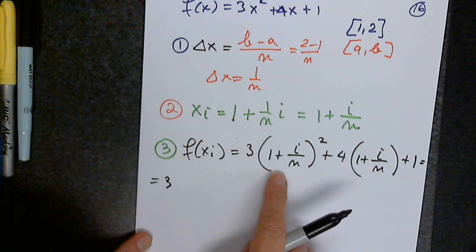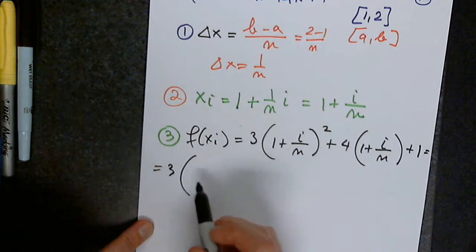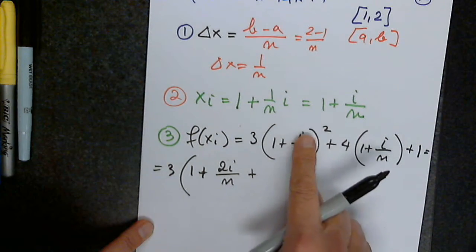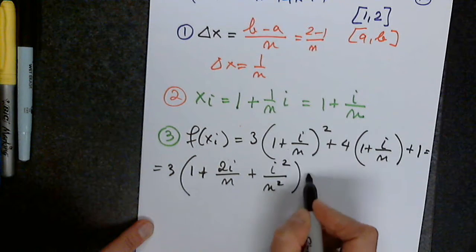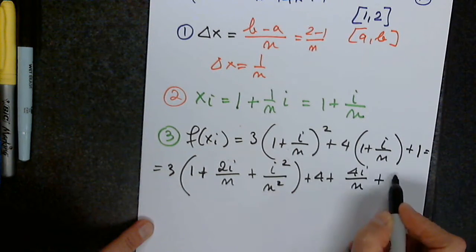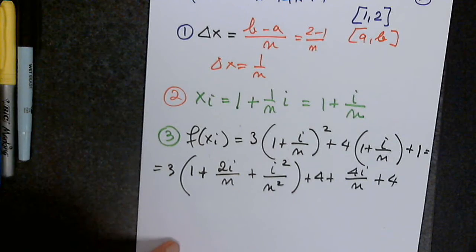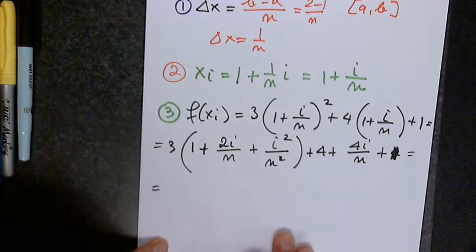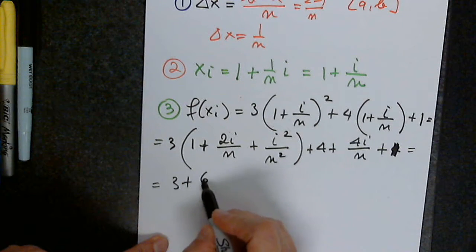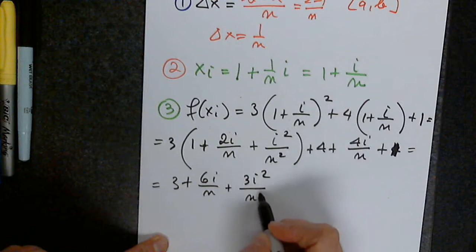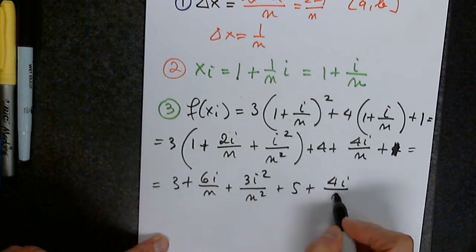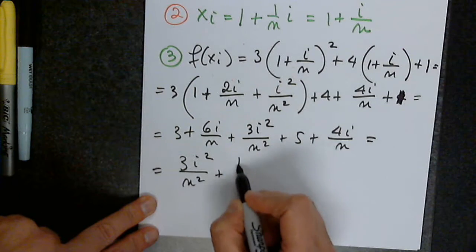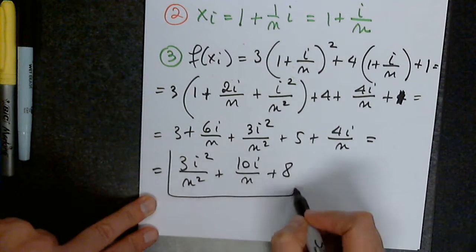Good. I have to square this. First term squared plus 2 times the first times the second plus the second term squared, plus 4 plus 4i over n plus 4. You see why I cannot put this in the sum? I have to simplify it as much as possible first. Otherwise, there's going to be a mess in the sum. So then 3 plus 6i over n plus 3i squared over n squared plus 5 plus 4i over n. In descending order, 3i squared over n squared plus 10i over n plus 8. Now it is fully simplified.